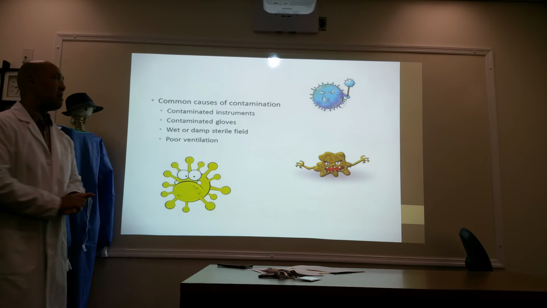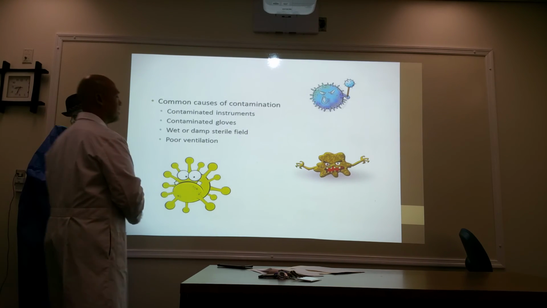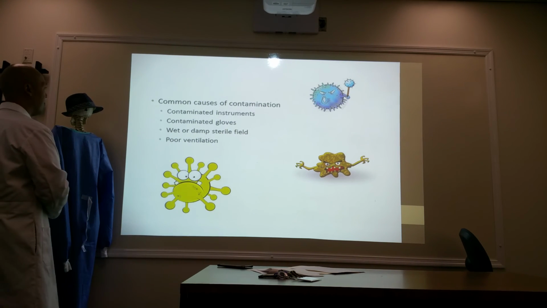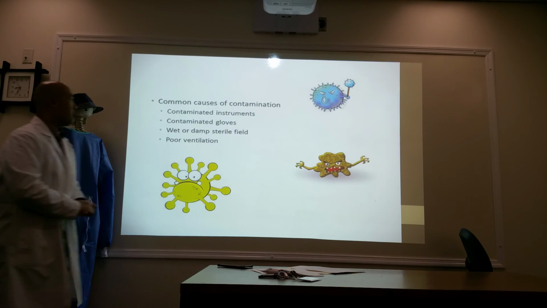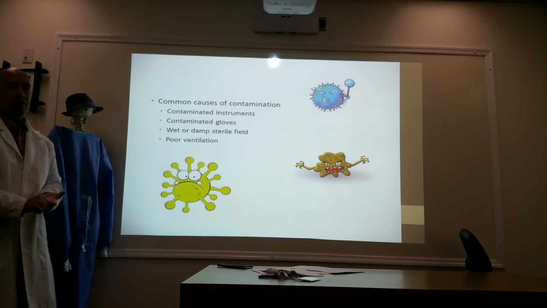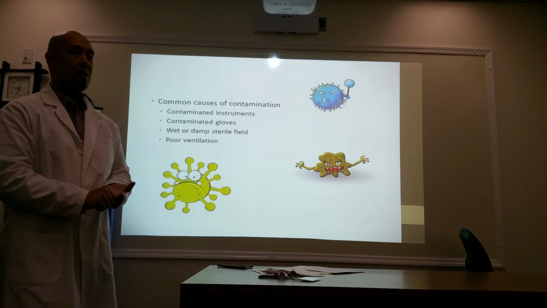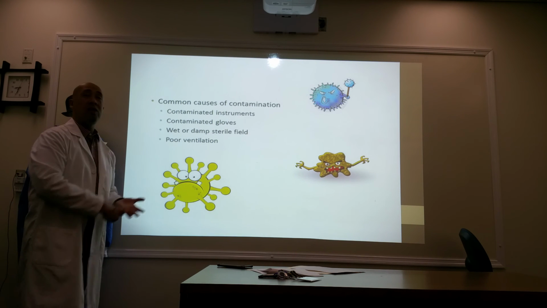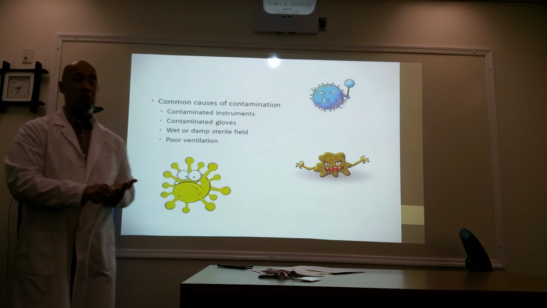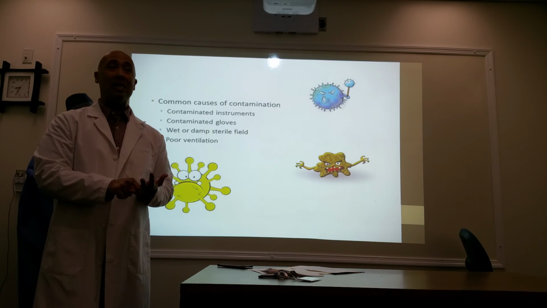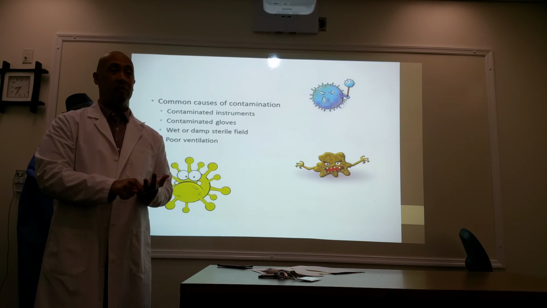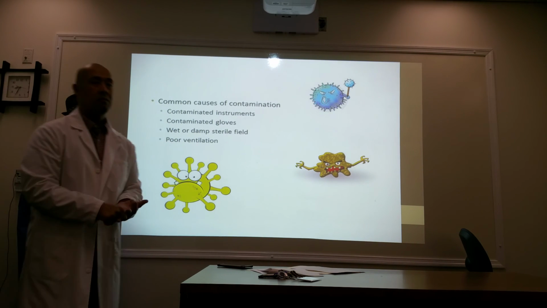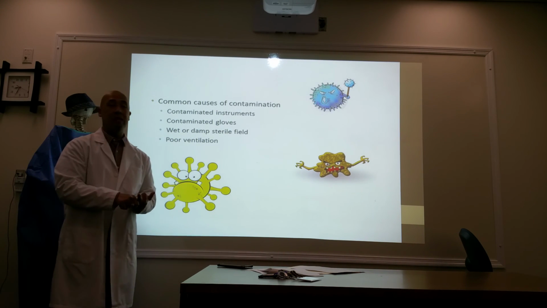Okay, common causes of contamination. Number 1 is contaminated instruments. Number 2 is a contaminated glove. Number 3 is a wet or damp sterile field. Okay. When you have a surgical table and all your instruments are lined up, not only do you have sterile equipment and instruments on your table, but you're also going to be dealing with different types of fluids. Saline, heparin, nitroglycerin, verapamil. All those different things will also be on your table.